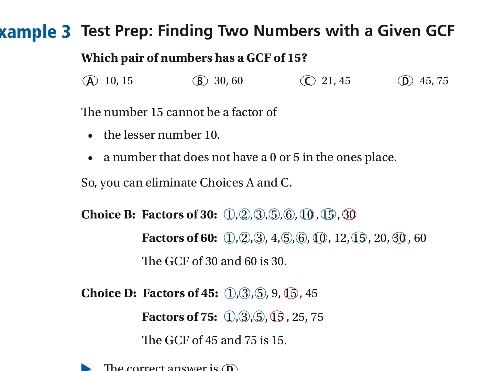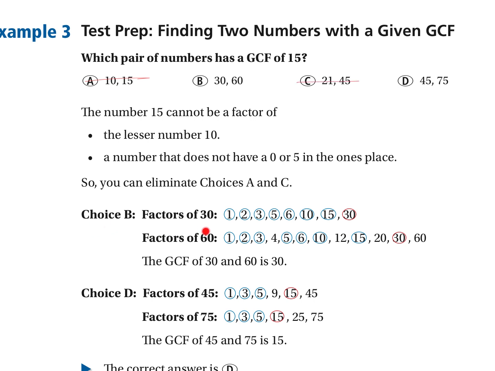If I'm looking at each one of these, I want to know which one of these numbers has a GCF, greatest common factor, of 15. Can 10 even have 15 as a factor? No. A is automatically out. Okay, it's talking you through all of this in example 3. For C, 21 and 45, 15 is not even a factor of 21. That's why it's telling me that I can eliminate choices A and C right off the bat. These are going to be wrong.